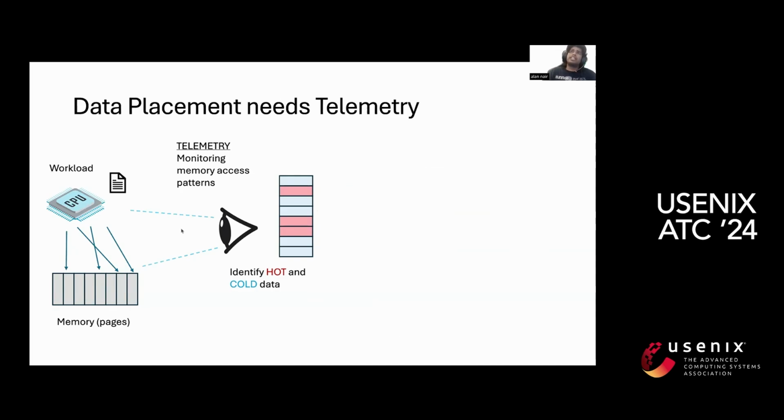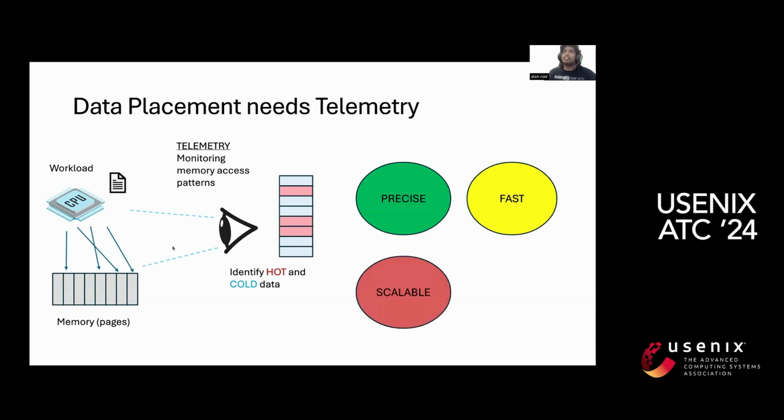However, this is feasible only if the telemetry is good enough. Ideally, the telemetry should identify hot and cold data precisely, that is, at fine granularity, ideally at the page size used by the application. It should be able to do that fast, and it should stay fast even as the memory footprint scales to the order of terabytes. Finally, the performance overheads of this telemetry must be minimal.